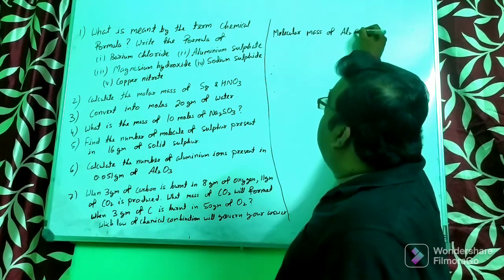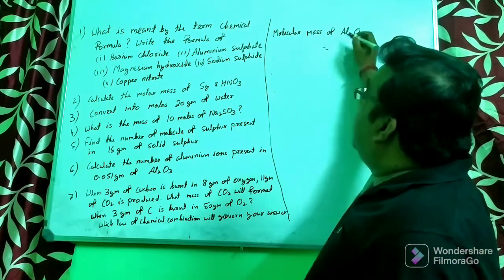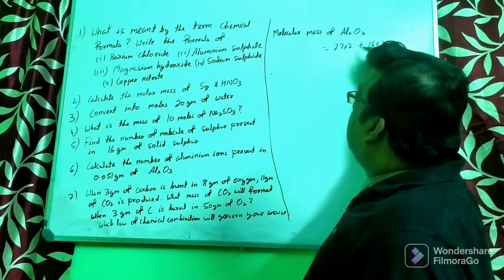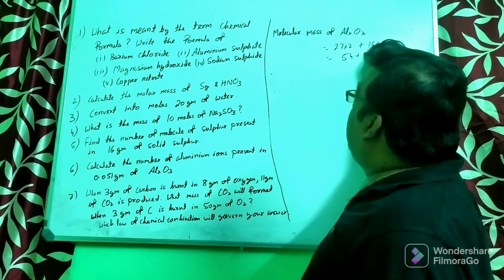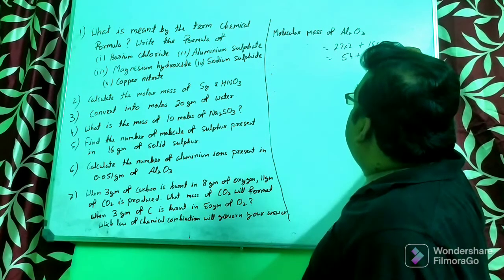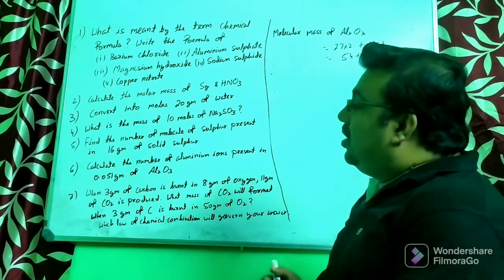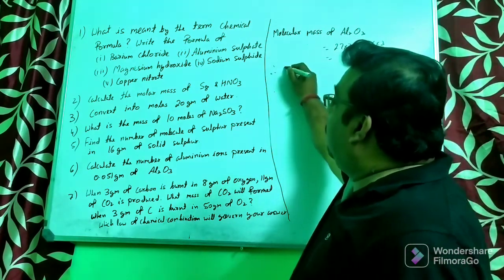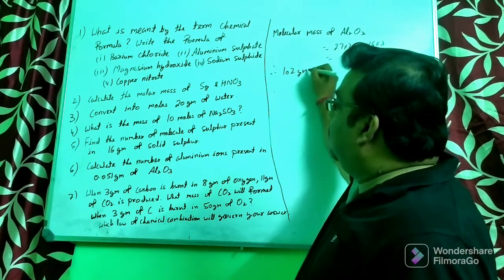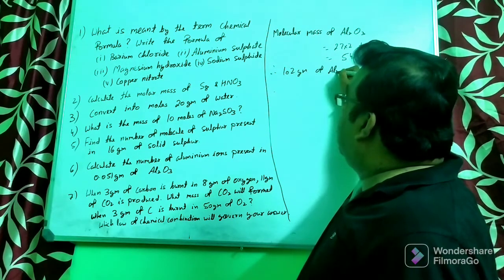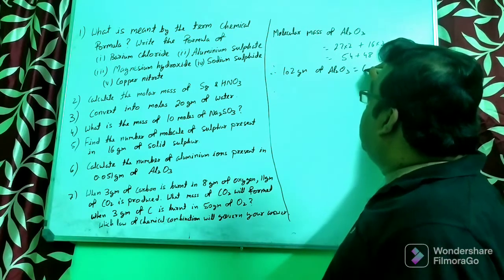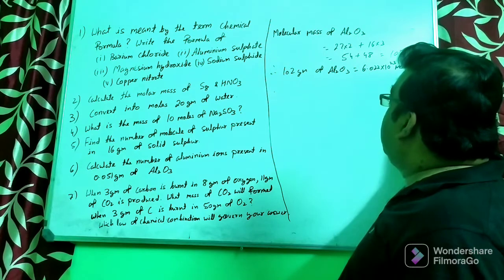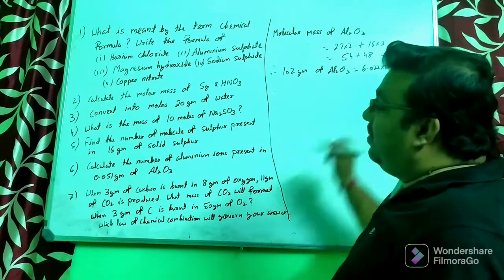Molecular mass of Al2O3. So that will be aluminum 27, so 27 into 2 atomic mass, oxygen 16 into 3, so that will be 54 plus 48, so that is 102 u. Means molecular mass of aluminum oxide is this much. So therefore 102 gram of Al2O3 equals 6.022 into 10 to the power 23 molecules of Al2O3. Here we have to find aluminum ion.